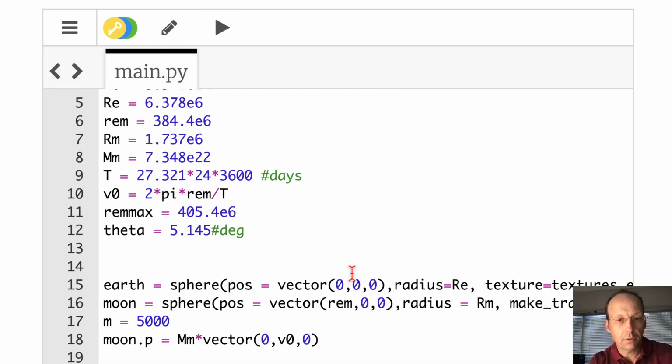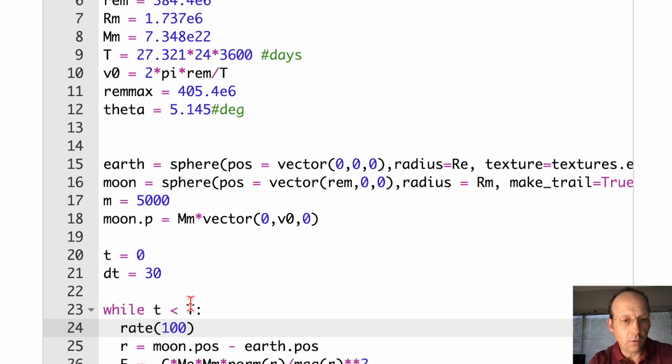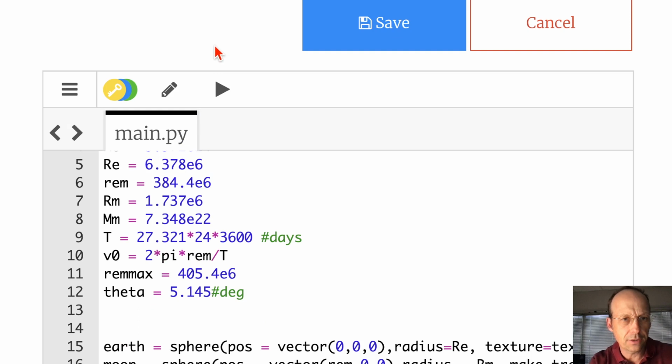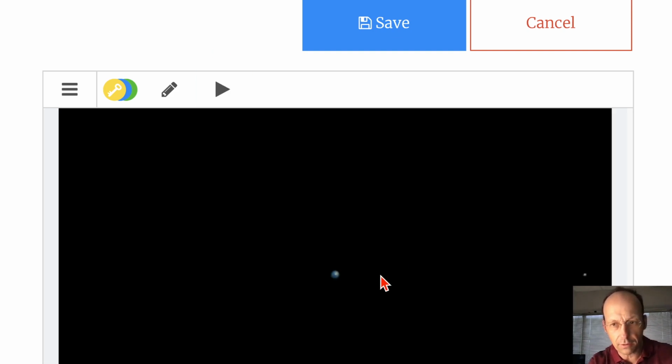That's weird. Okay, let's do while t is less than 0, so it won't run the loop. Let's just see if it makes the two objects. Okay, there's my Earth. That's good. And there's my moon right there. Do you see that? You see there's your real Earth-Moon distance.